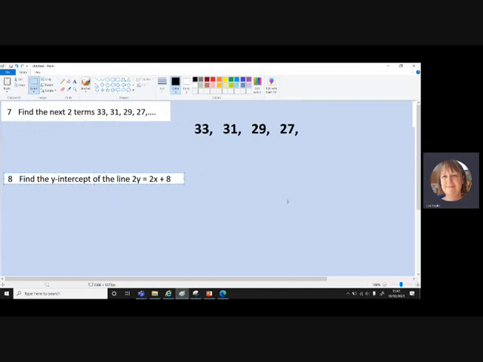Question 7. Find the next two terms in the sequence 33, 31, 29 and 27. Probably the simplest of the sequence type questions, and it simply involves looking for the pattern between the existing numbers here. Most people will probably recognise that they reduce by 2 each time. So we continue that sequence. 27 take away 2 is 25. Take away another 2 is 23.